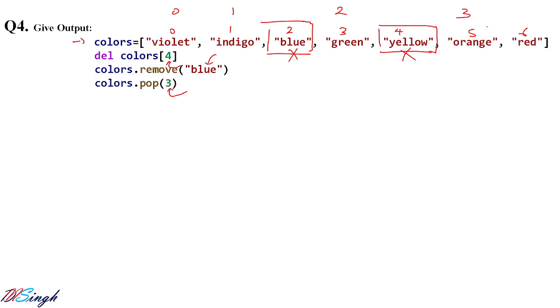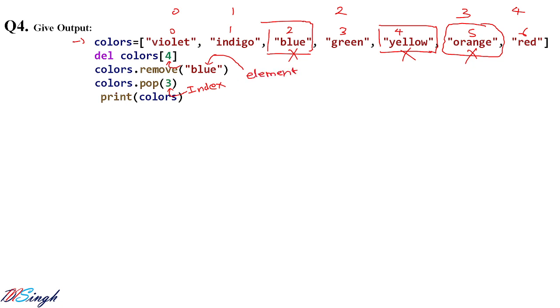So now the third index will also go away, this particular element, because the pop function is going to delete or remove this particular element from the list. Then they are asking, if I print the list here, what is given? Index is given in the argument, and in this remove function what is given? Element is given in the argument.